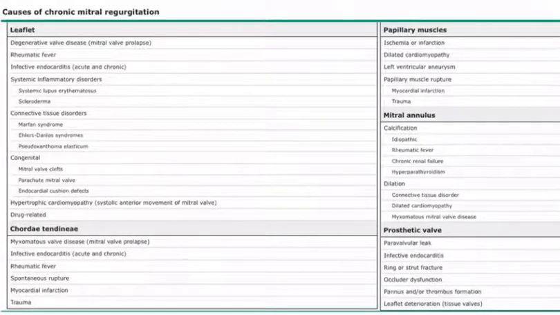Even in patients with ischemic cardiomyopathy or dilated cardiomyopathy, there is associated mitral annular dilatation leading to malcoaptation of mitral leaflets, which can lead to mitral regurgitation. Congenital connective tissue disorders can also lead to mitral annular dilatation. Mitral annular aneurysms can also lead to malcoaptation of leaflets. After prosthetic valve implantation, there can be a paravalvular leak associated with infective endocarditis or pannus formation leading to valve dysfunction and regurgitation. And with a bioprosthetic valve, degeneration of the valve can lead to regurgitation.